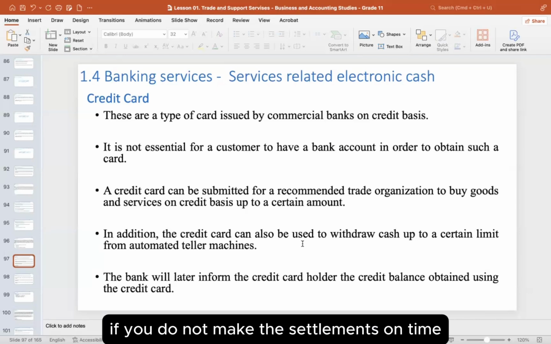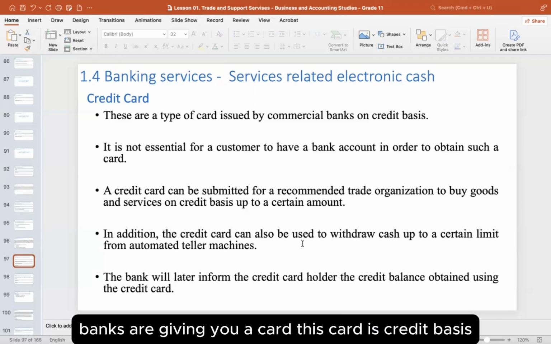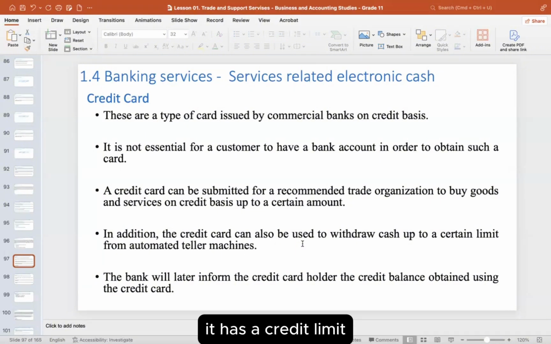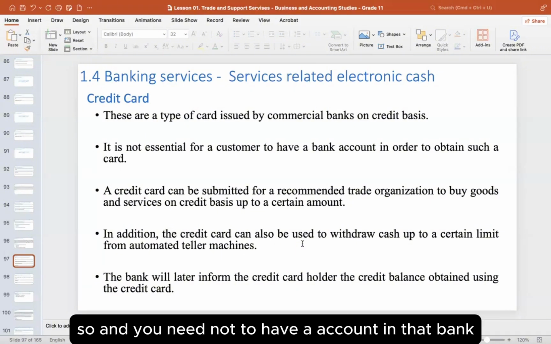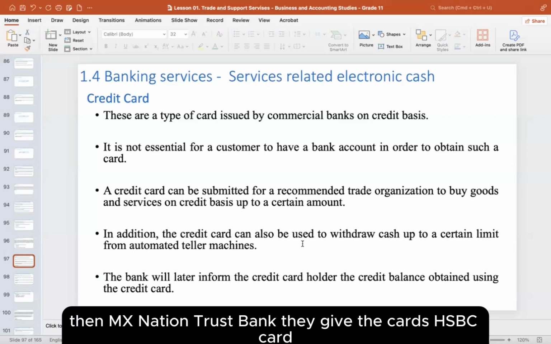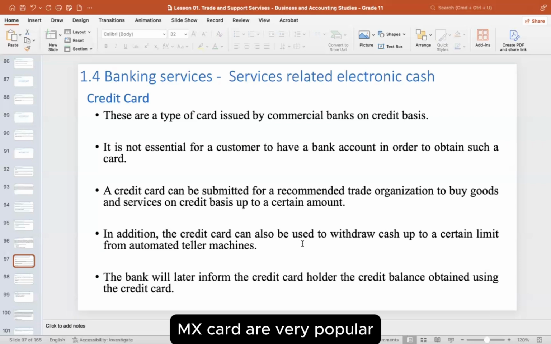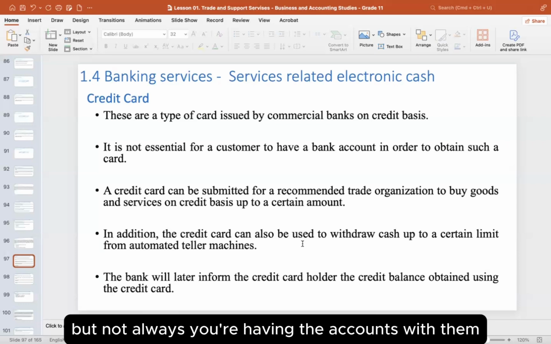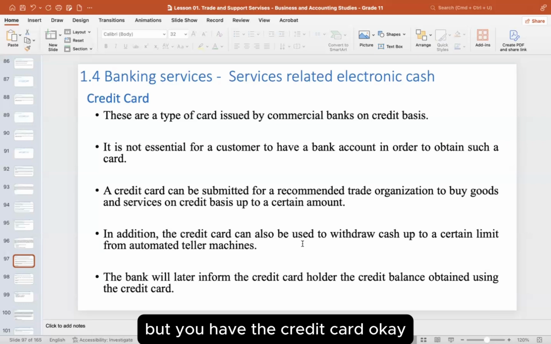So what happens? Banks are giving you a card. This card is credit basis. It has a credit limit, and you need not have an account in that bank as well. Most probably we know banks like Standard Chartered, Amex, Nations Trust Bank, they give the cards. HSBC card and Amex card are very popular, but not always do you have accounts with them, but you have the credit card.